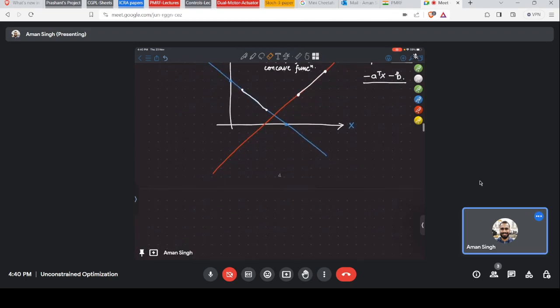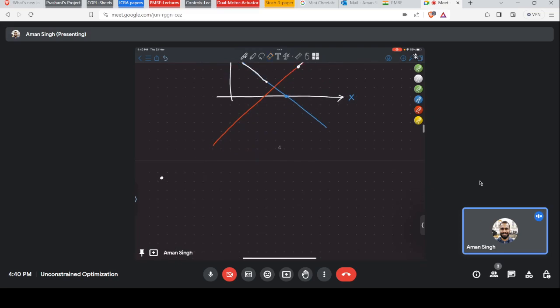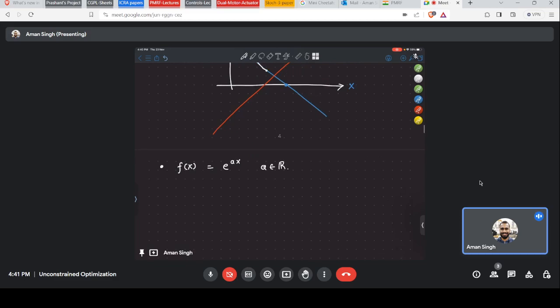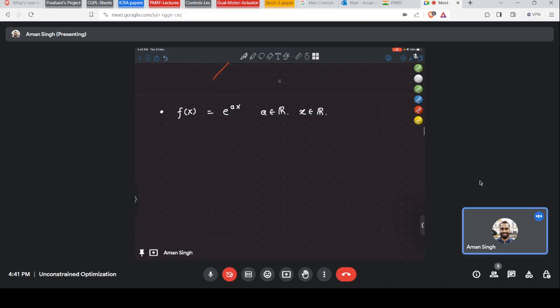Now let us look at one other example. f(x) is equal to e to the power ax, where a belongs to the real numbers, let's say some real number, and x belongs to R also. So x is also a single dimension variable. So let's first draw its graph. Let's take a greater than 0. So then its graph will be something like this. It's a monotonically increasing graph.